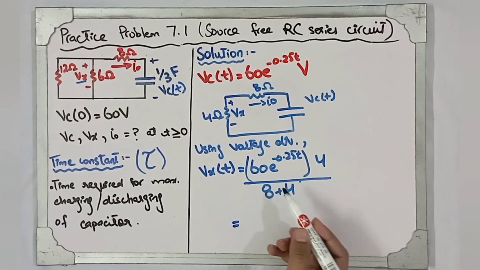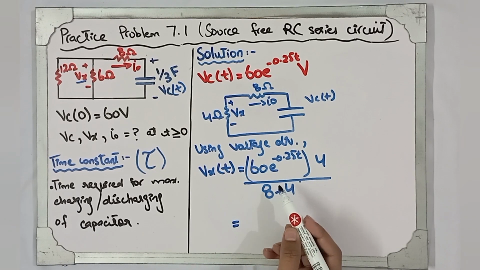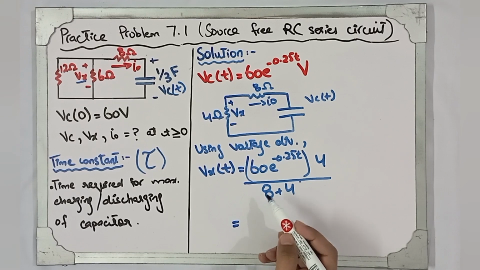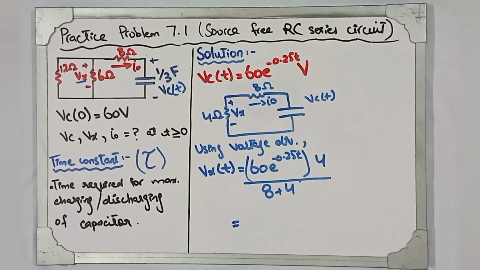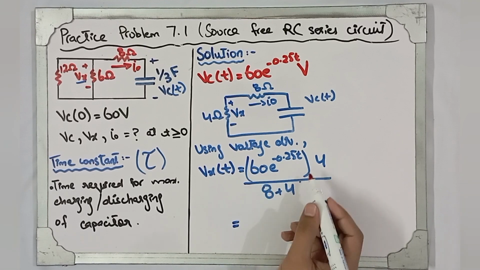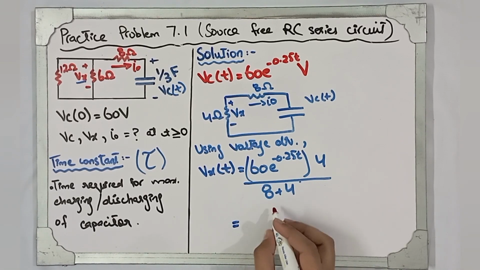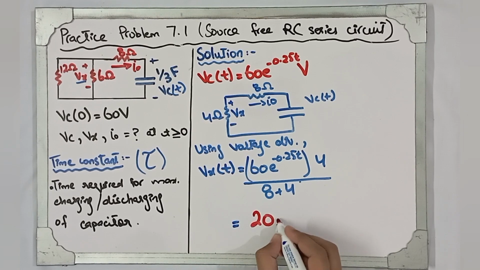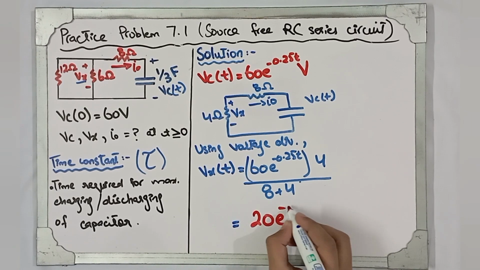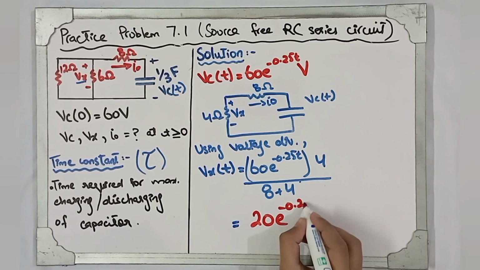Now we can simply put it in the calculator. So 60 into 4 divided by 8 plus 4 will give us our answer for the voltage across the 6 ohm resistor, that is Vx at time t. So it will be 20 into e raised to the power minus 0.25t volts.